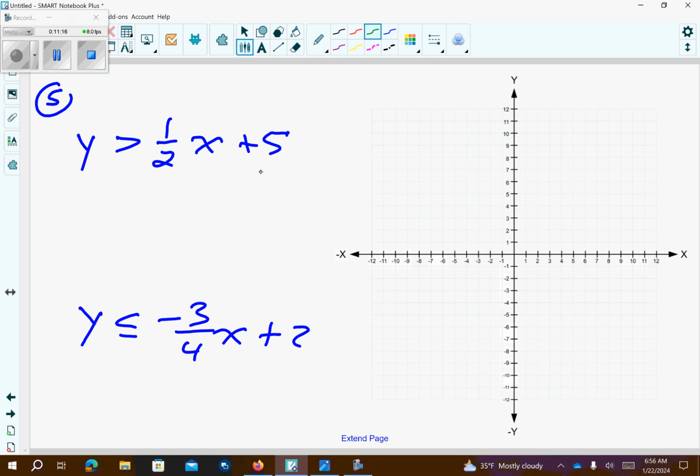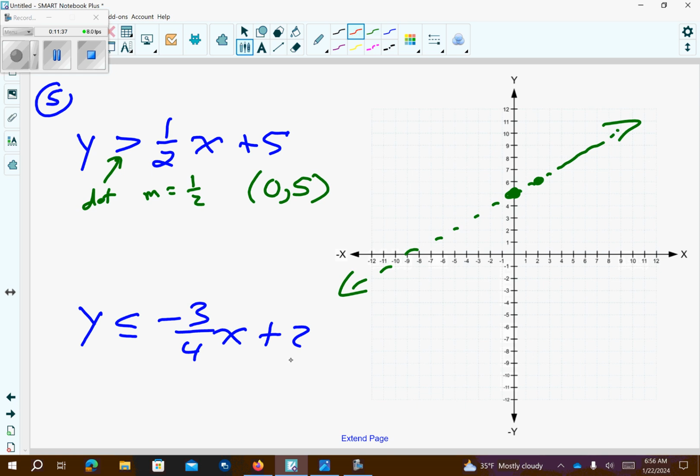All right, so I have a y-intercept at 0, 5. So that's up here. I have a slope of 1/2. So from here, I'm going to go up 1, right 2. Because I don't have the equal sign, this is going to be dotted. So our dotted line looks like this.